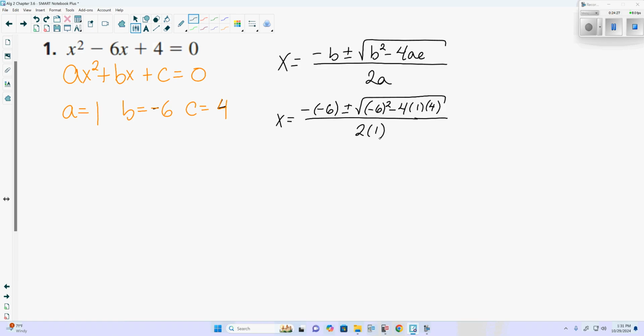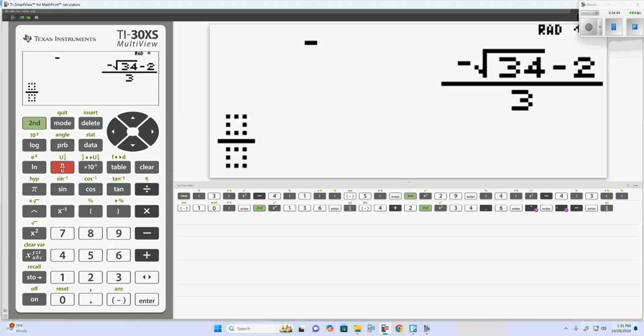Now, there were some that asked if we could type this into the calculator as it is. That would work as long as what's inside the radical is not negative, because it cannot take the square root of a negative. So we could try typing this in, seeing what we get.